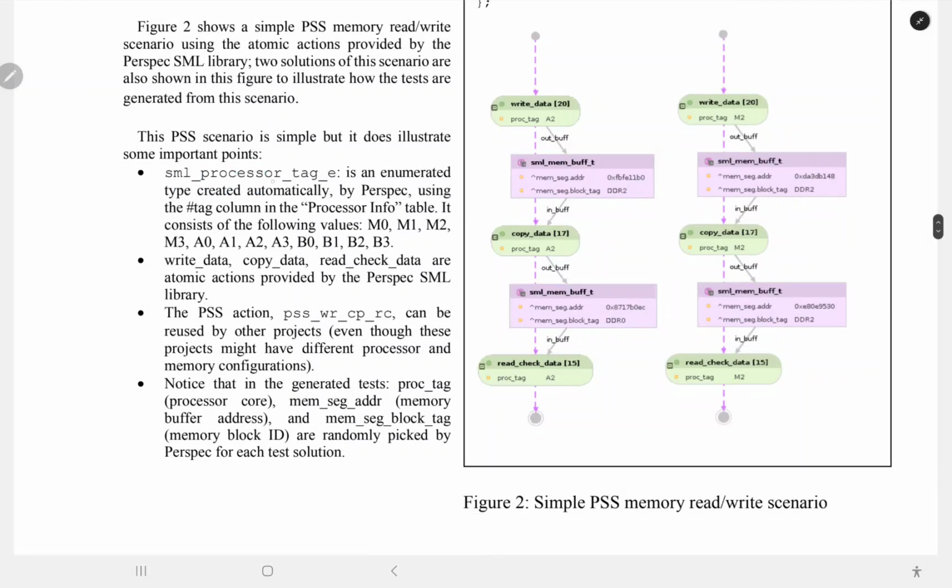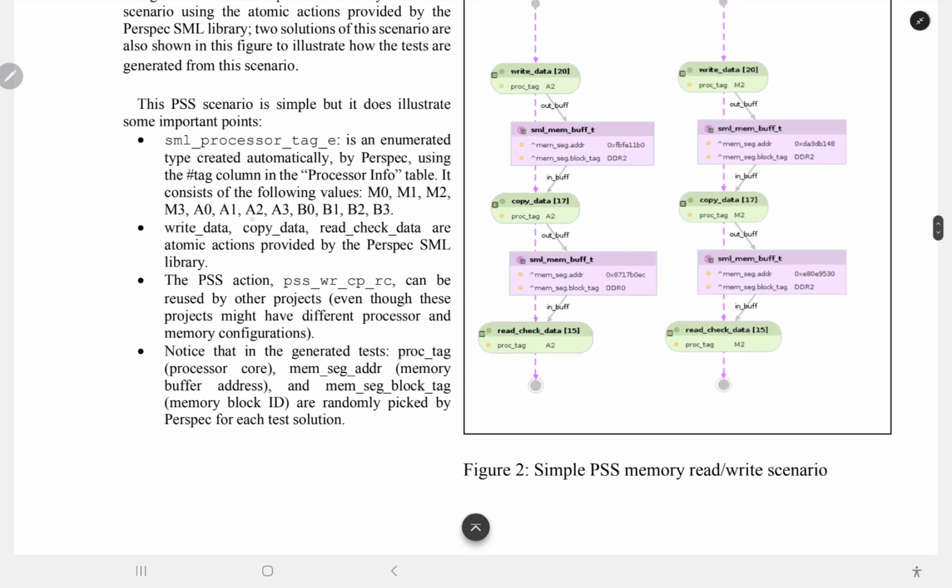SM1_process_tag_E is an enumerated type created automatically by Perspec using the tag on the shop tag column in the process info table. It consists of the following values: M0, M1, M2, M3, A02, A3, AP02, B3.